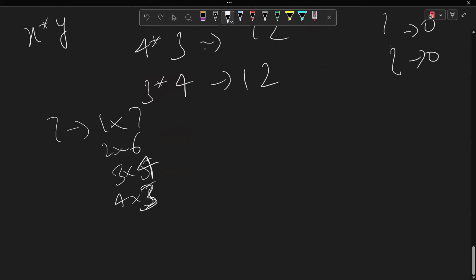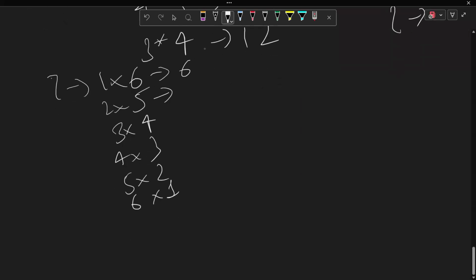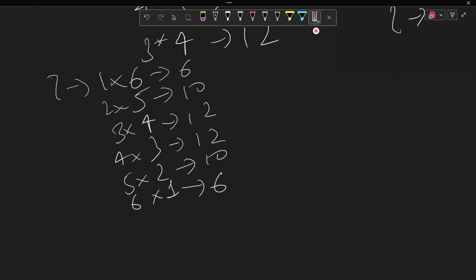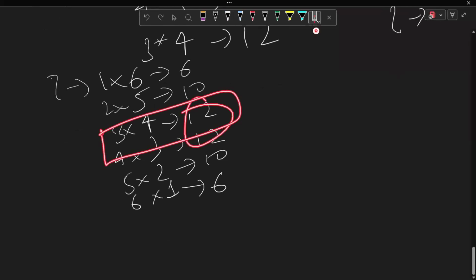For 7 elements, it would be 1 into 6, or 2 into 5, or 3 into 4, or 4 into 3, or 5 into 2, or 6 into 1. These are the only cases. The values are 6, 10, 12, 12, 10, and 6. From mathematics also you can understand, and just by looking you can understand, the best you would get would be in the middle.